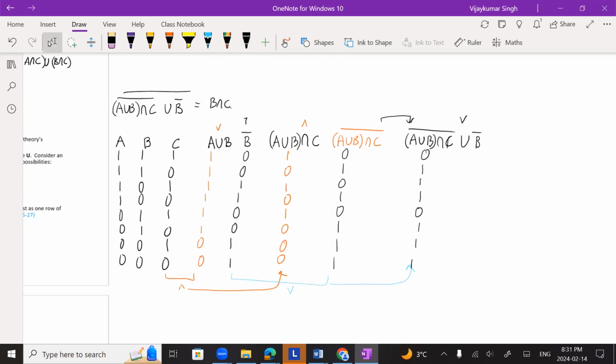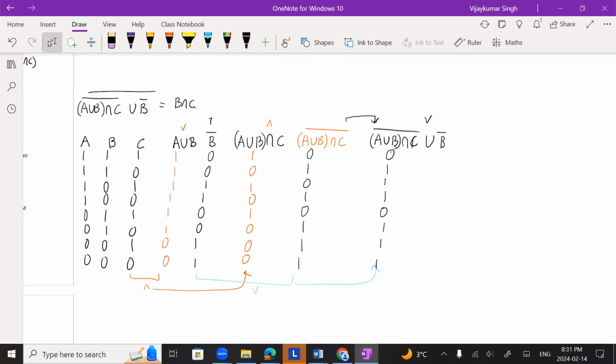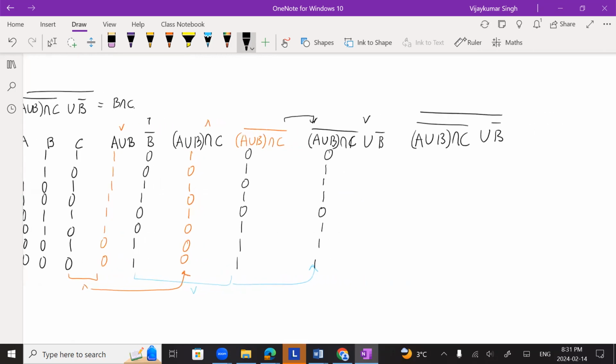So now I need to do basically bar of this whole thing. So A union B intersection C bar union B bar bar. Okay, so bar of this, right? So negative of this guy. So we have what? Yeah. So we have 1, then we have 0, 0, 0, 1, 0, 0, 0. Okay, we better have not made any mistake.